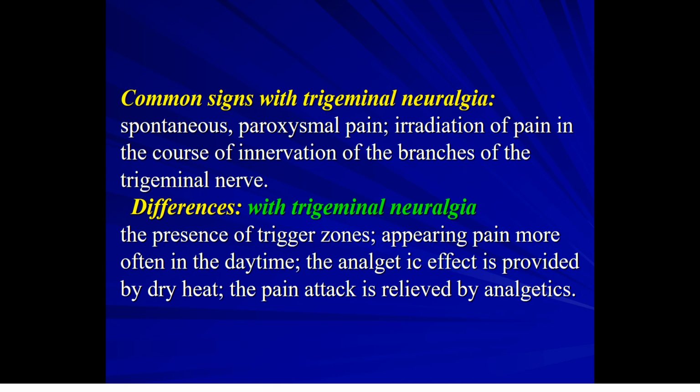Common signs with trigeminal neuralgia: spontaneous, paroxysmal pain, irradiation of pain along the innervation of the branches of the trigeminal nerve. And the differences with trigeminal neuralgia: the presence of trigger zones, pain appearing more often in the daytime, the analgesic effect is provided by dry heat, and the pain attack is relieved by analgesics.